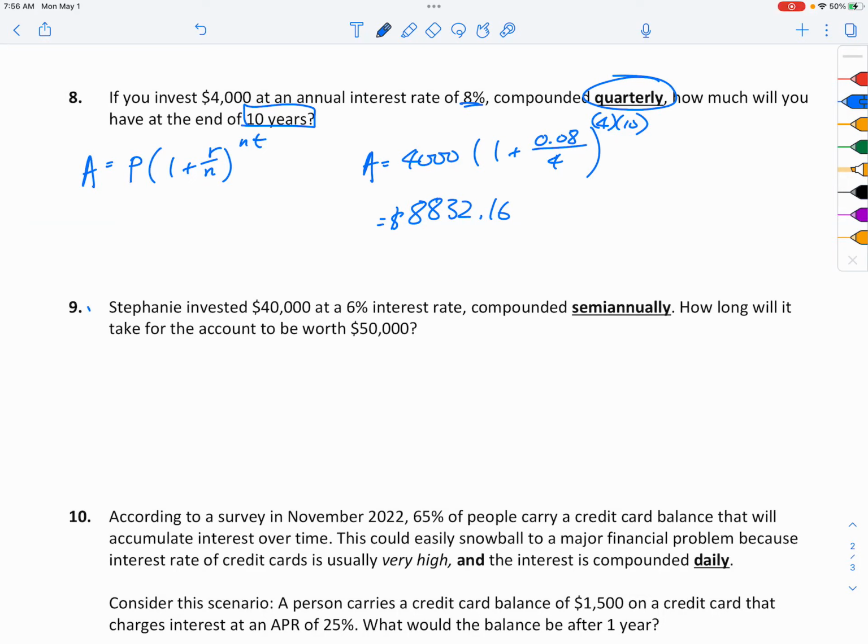Compound interest means that every single time you are being awarded some interest, it's based on the most recent balance, not your initial deposit amount. If we use the initial deposit amount, that will be known as simple interest. This is compound interest.